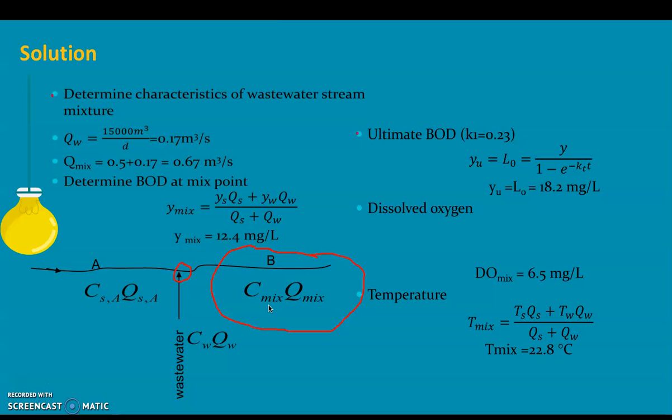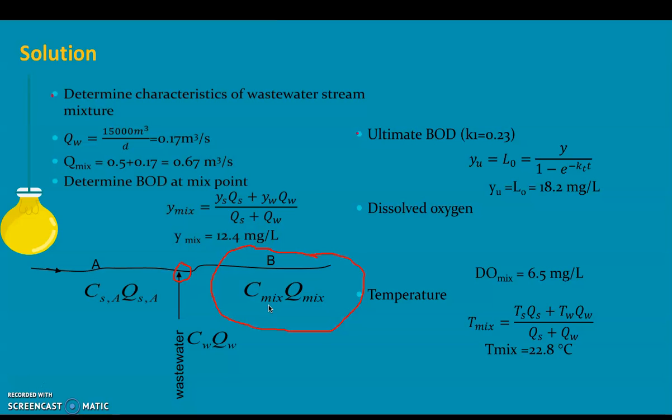The first thing we want to calculate is the Q mix after stream A and the wastewater stream meet. In order to do that, it's like your mass balance. So A plus W will equal B.